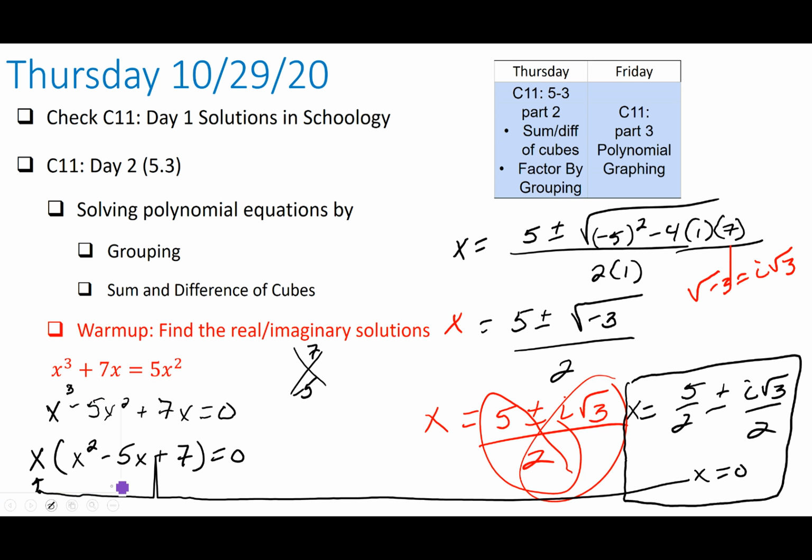Remember, the degree of our polynomial, we started out with an x cubed. So that was the highest degree. That tells us how many terms we're going to have, or I'm sorry, how many solutions we're going to have. So x cubed tells us 3 solutions. One is 5 halves plus i root 3 over 2. The other one's 5 halves minus i root 3 over 2. And then the third solution is x equaling 0.